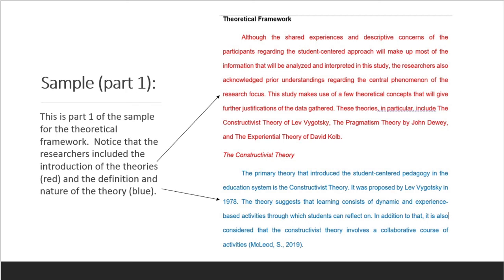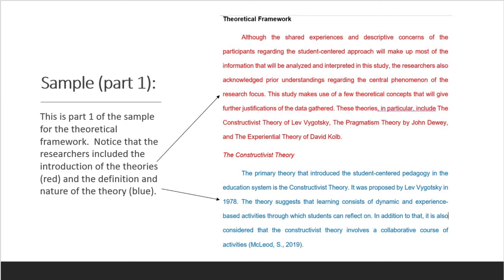Okay. The one in red is the name of the theory. The one in blue is the definition and the nature of the theory. Okay. So the researchers explained what the theory was all about. And mind you, they cited their sources, okay, or their source. Very, very important. This was written by MacLeod in 2019. So the researchers cited the work of MacLeod and paraphrased the whole thing. This is not the actual statement. Instead, this is a paraphrased version of the statement given by MacLeod.